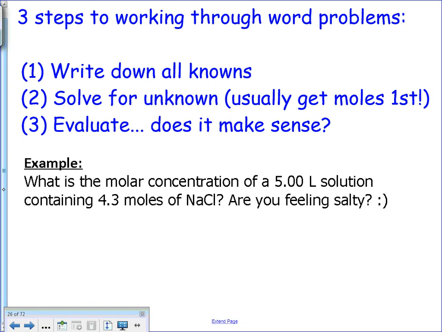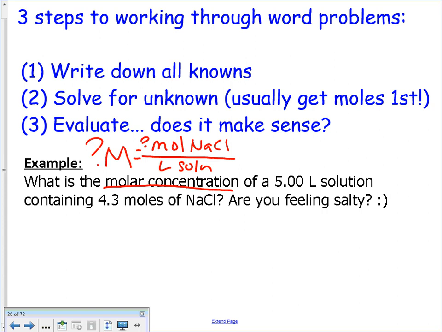What is the molar concentration? So what am I asked for right now? When you say molar concentration, what do you mean by that? Molarity. And when you say molarity, what do you mean by that? Moles of solute. What is the solute in this case? NaCl, right? So the question is moles of solute over liters of solution. That's really what our question is right there.